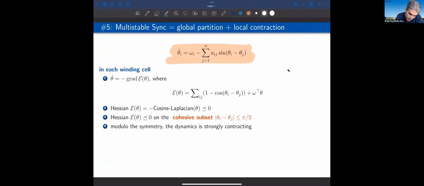How do we do that? Well, it turns out that in each winding cell, because the winding cells are open convex polytopes, I can write the right-hand side as minus the gradient of an energy function. The energy function has this affine term, so typically this is not possible to do on the entire N-torus, but it is possible if you restrict your attention to one specific cell at a time. Because in each cell, the angular differences are less than pi, and so you're going to be fine.